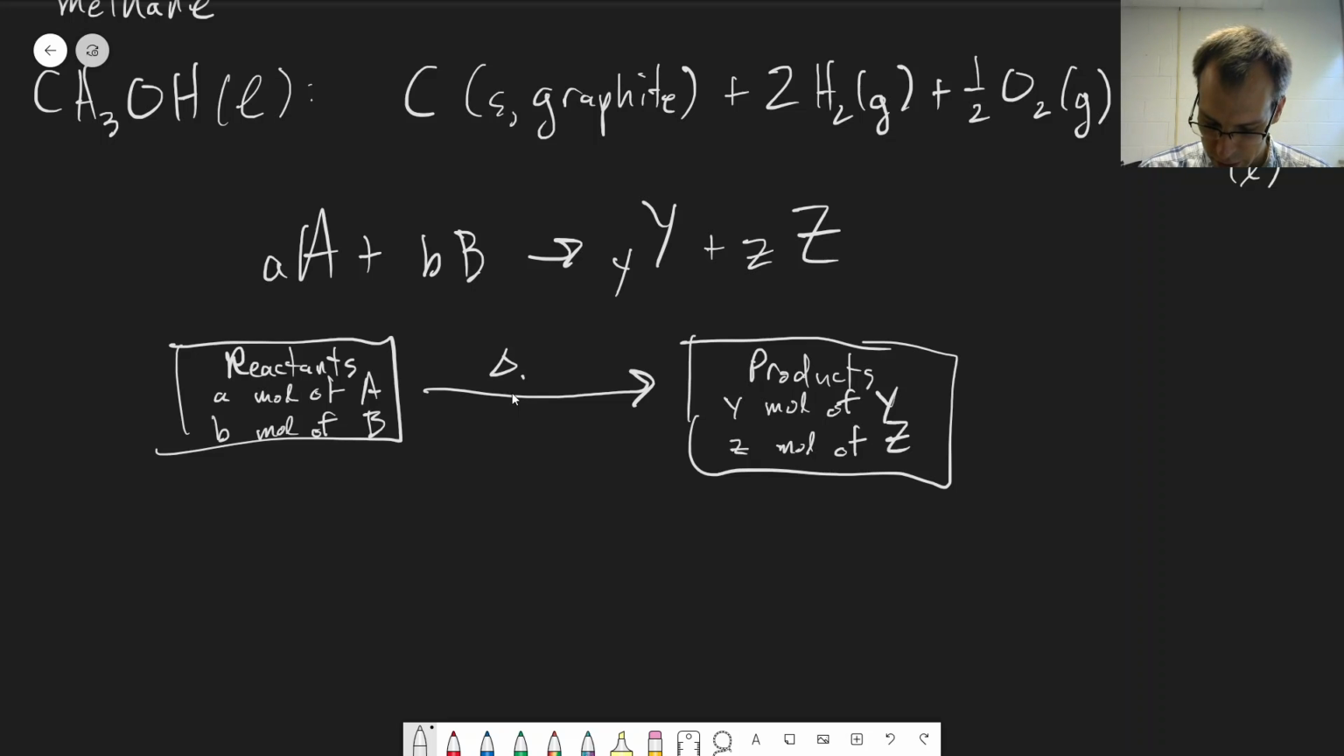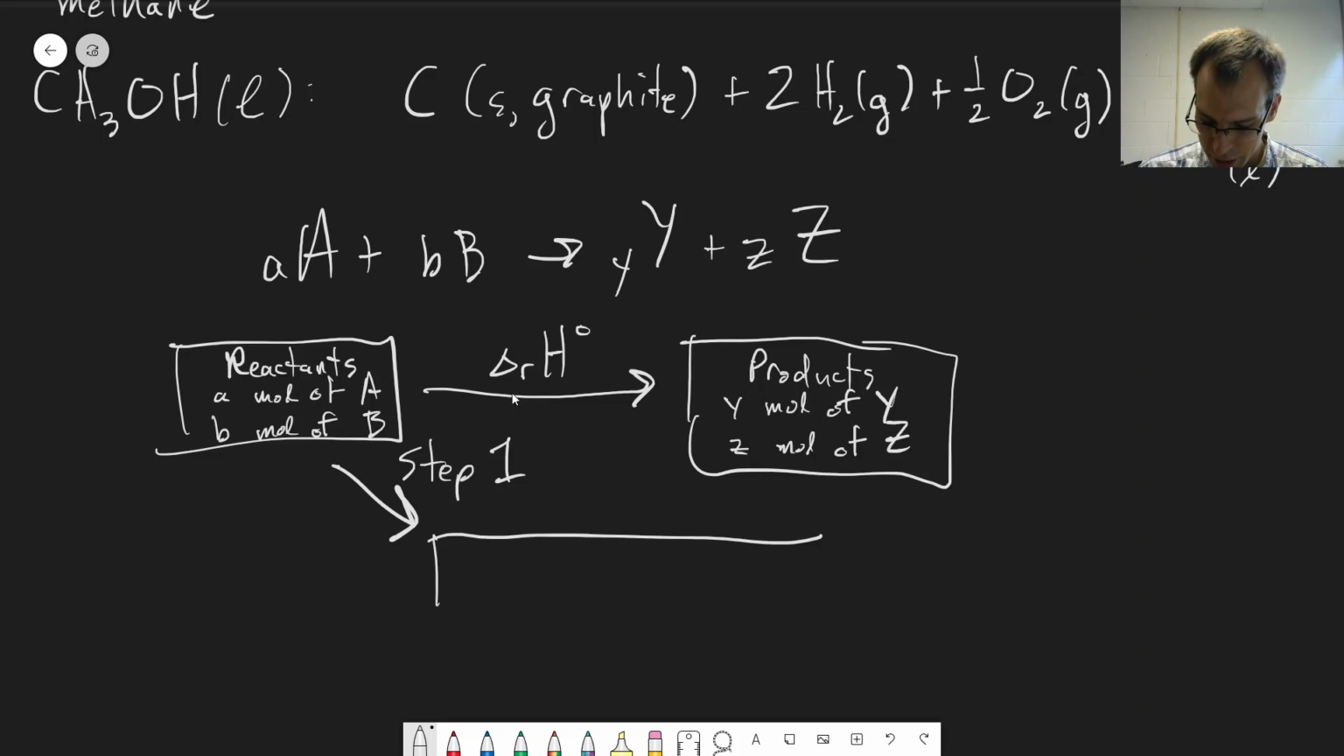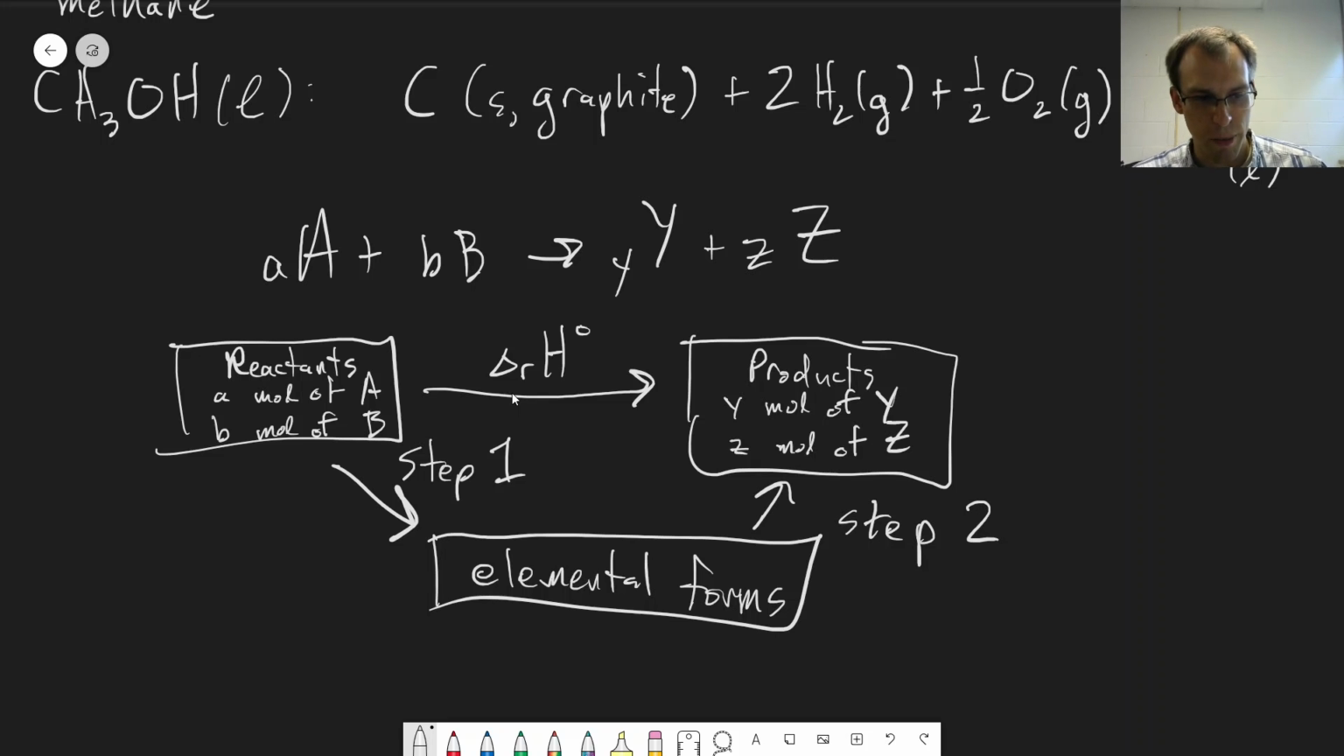And maybe we don't know a lot about this process. What we can imagine is an alternate two-step process, and because enthalpy is a state function, it doesn't matter if we actually go through this process. This is all theoretical. We break everything down to its elemental forms, and then in step 2, we rebuild them into the products. The enthalpies of formation tell us how much heat it takes to get to the elemental forms, and then the enthalpy of formation of the products tells us what it takes to get back to the products from the elements. So doing step 1 and step 2 gets us the exact same answer and the same final reaction.